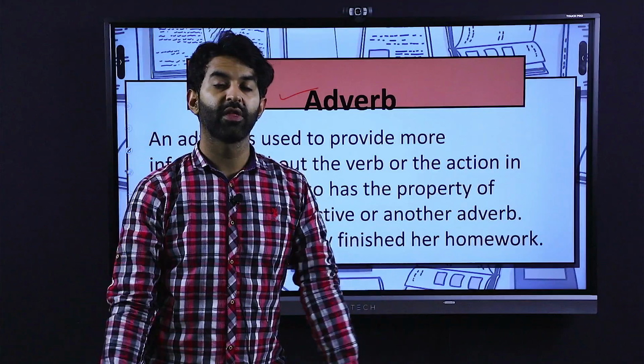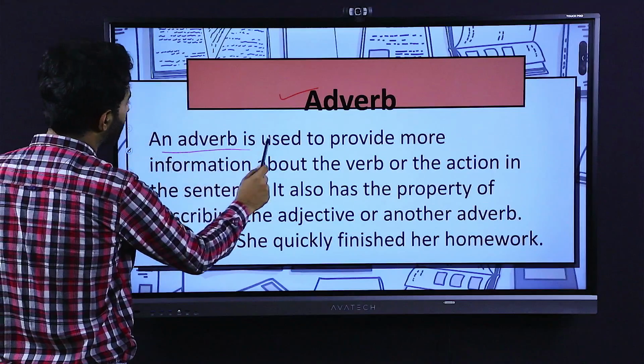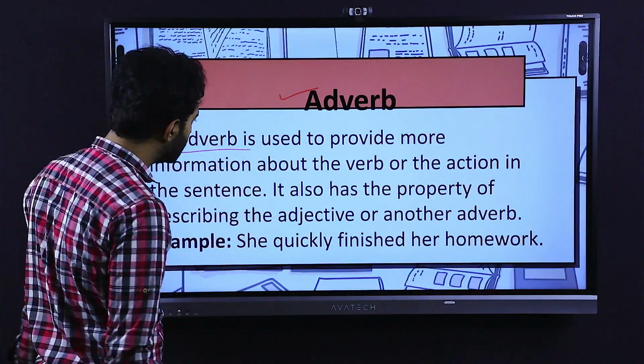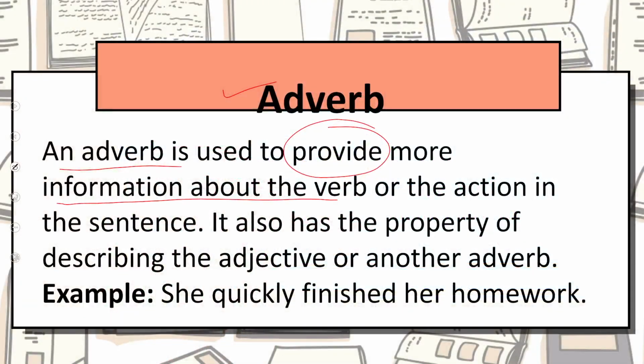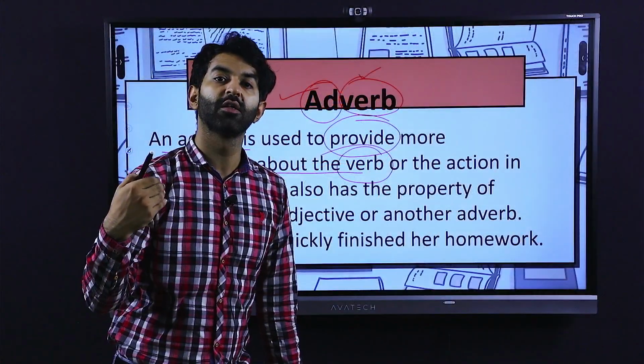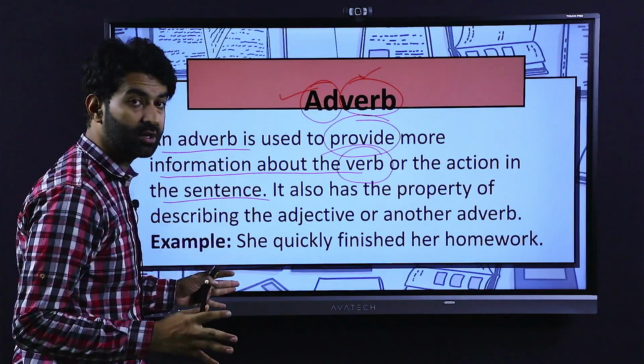After we are done with adjectival phrases, let's talk about adverb first. So an adverb, what is it? It's a part of speech that is used to provide more information about the verb or the action in the sentence. That's why we call it adverb. It is giving us more information about the verb. And adjective was giving us more information about the noun or pronoun. So this is the difference between an adjective and an adverb.